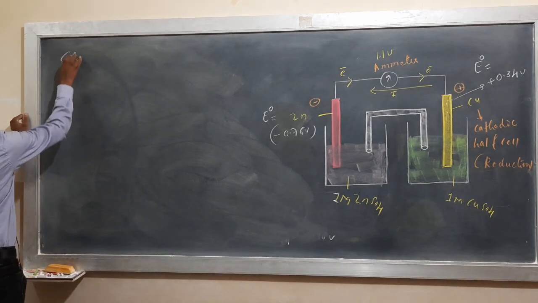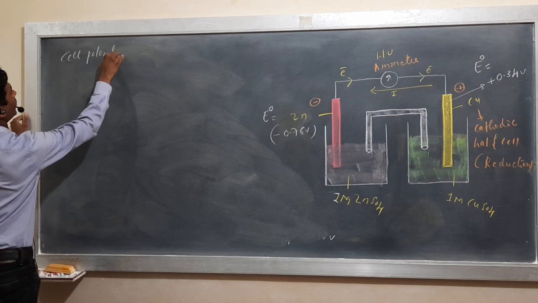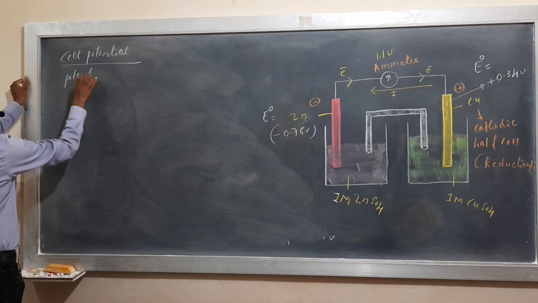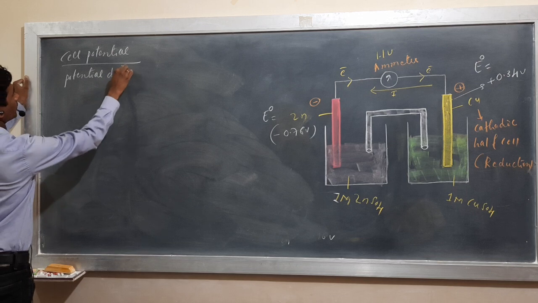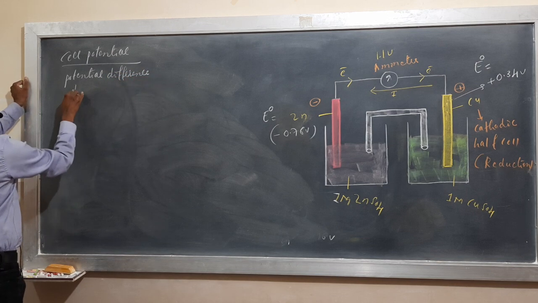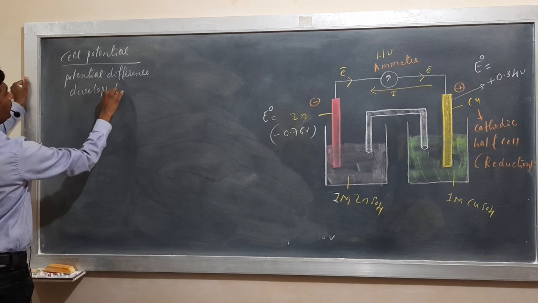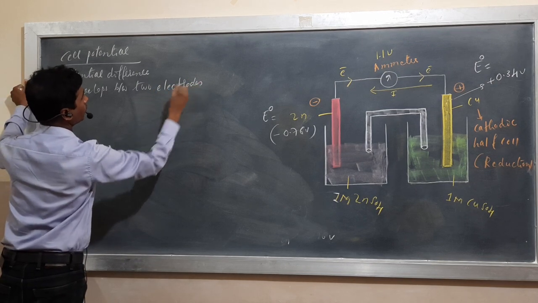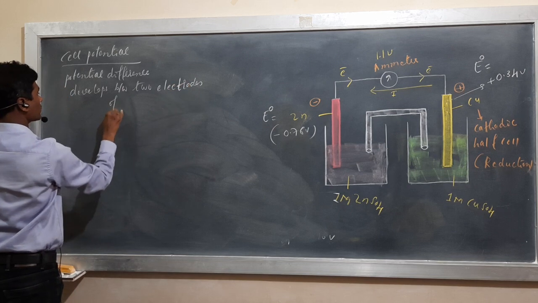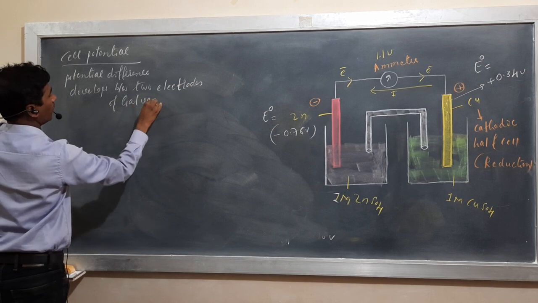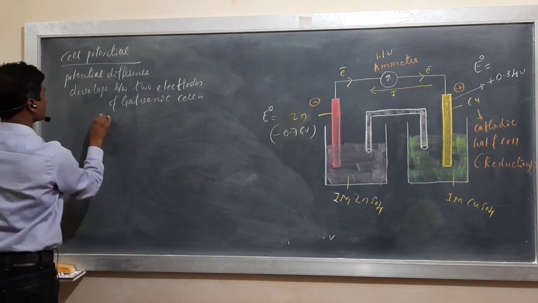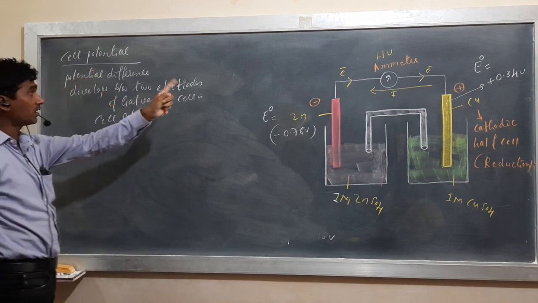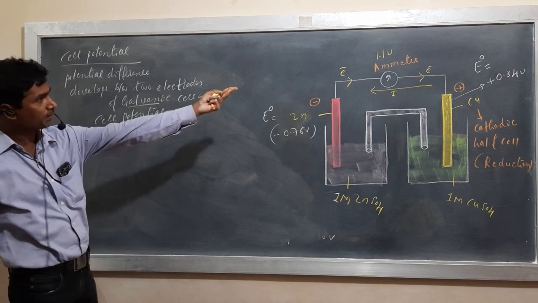Next is cell potential. What is the cell potential? The potential difference that develops between two electrodes of a galvanic cell is called the cell potential. What is the cell potential of the Daniell cell or galvanic cell? It is our example. The Daniell cell is 1.1 volt.